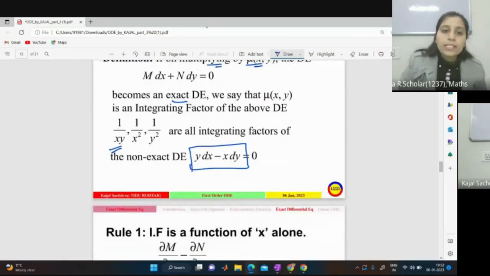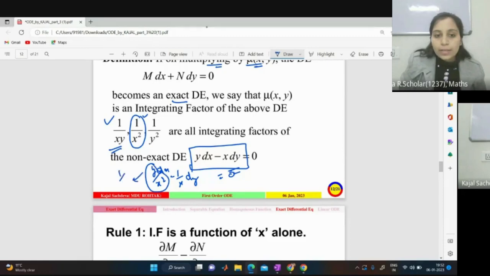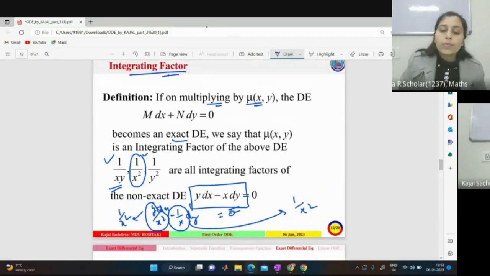So here we can see that this is an integrating factor. This is also an integrating factor. When we multiply this equation by 1 upon x square, it becomes y upon x square dx minus 1 by x dy is equal to 0. Differentiate this with respect to y, we get 1 upon x square. Differentiate this with respect to x, we also get 1 upon x square. This is also exact.